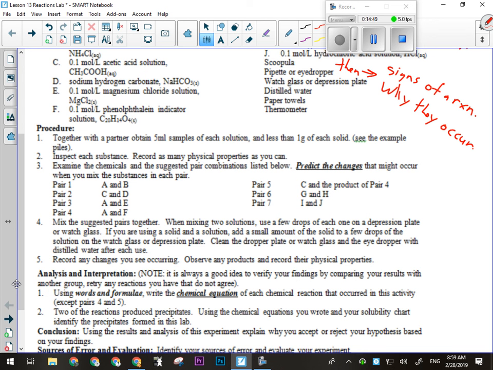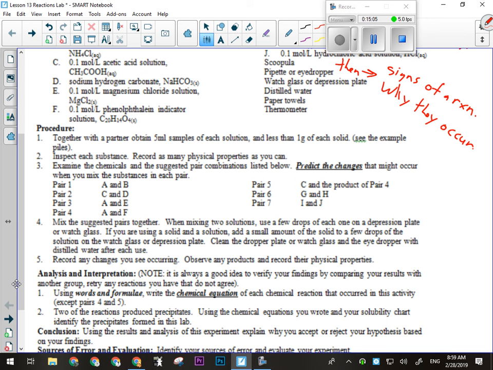Phenolphthalein changes color depending on pH, and it happens to change color right around the pH of normal blood. If it's slightly basic, it turns pink. If it's acidic, it goes clear. So that's what we'll be looking for there.